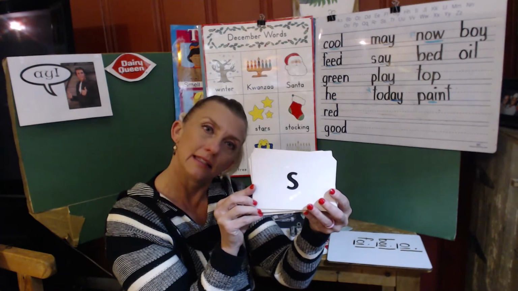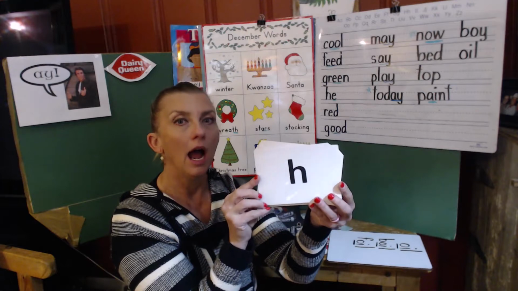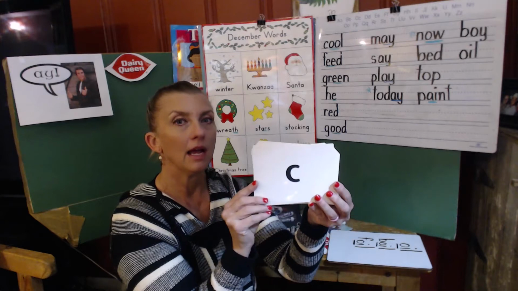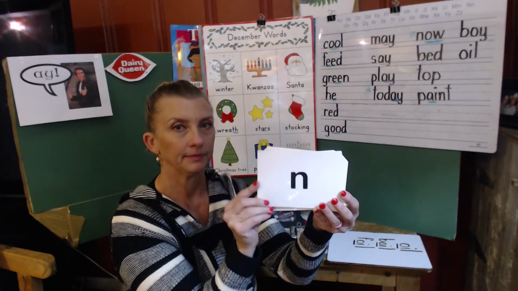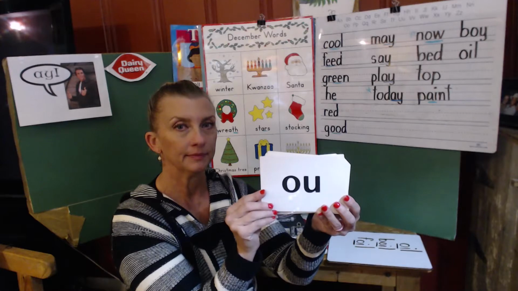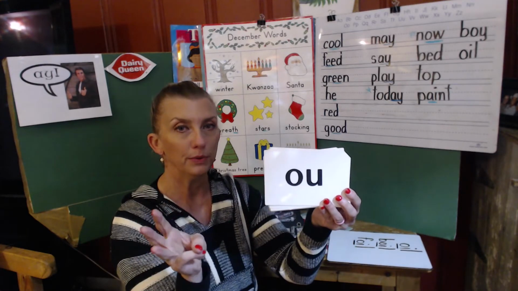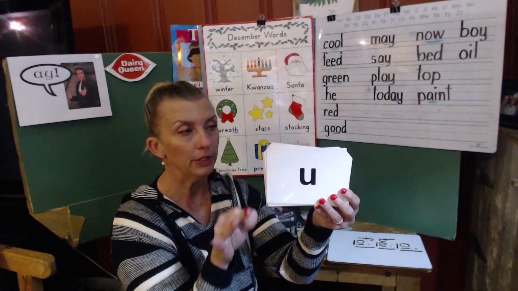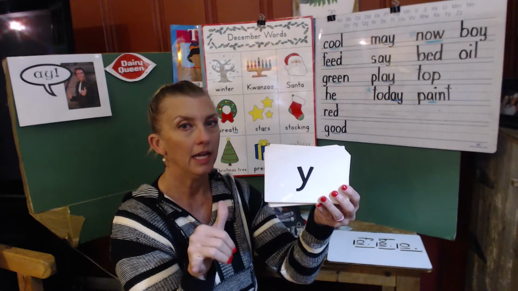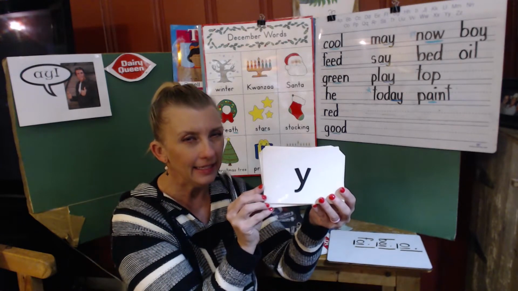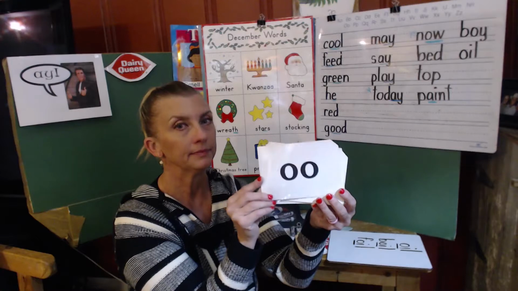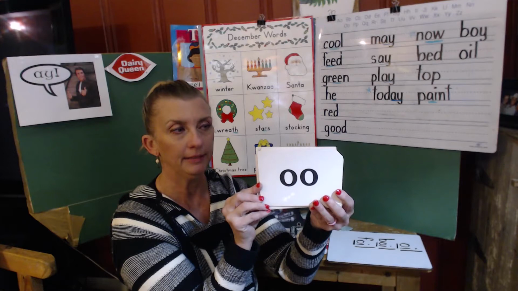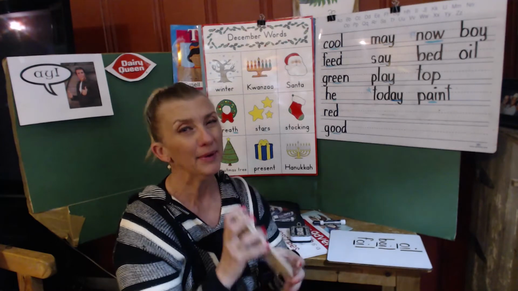S. Z. Good. Two sounds. T. K. S. Ow. O. Ooh. You. Yuck. I. E. Sneaky Y. Ooh. O. Looking good. Okay, friends, we're going to have a test on Monday.